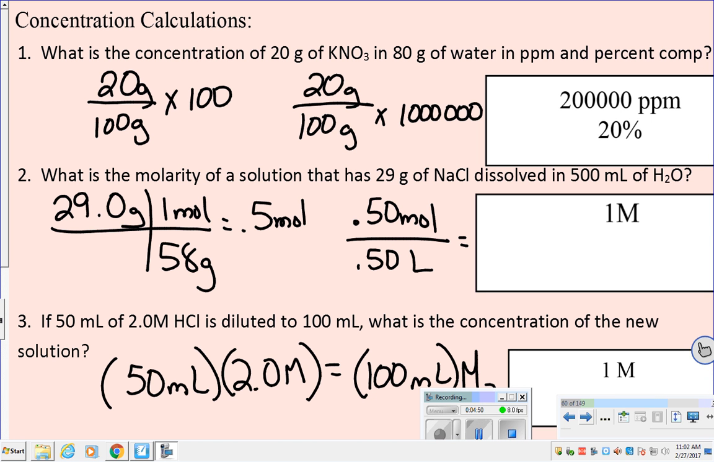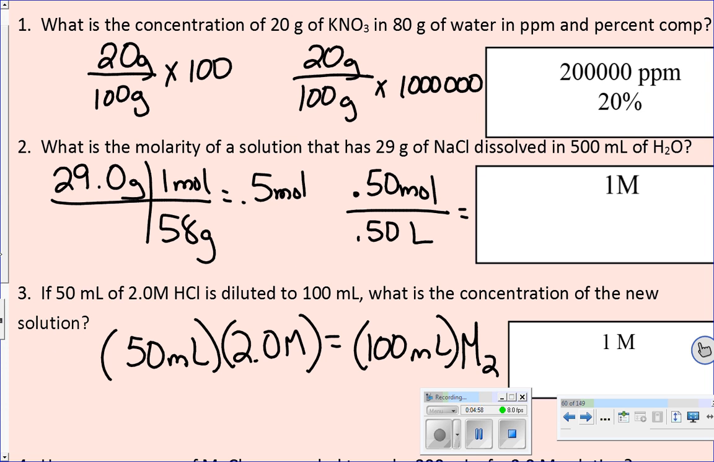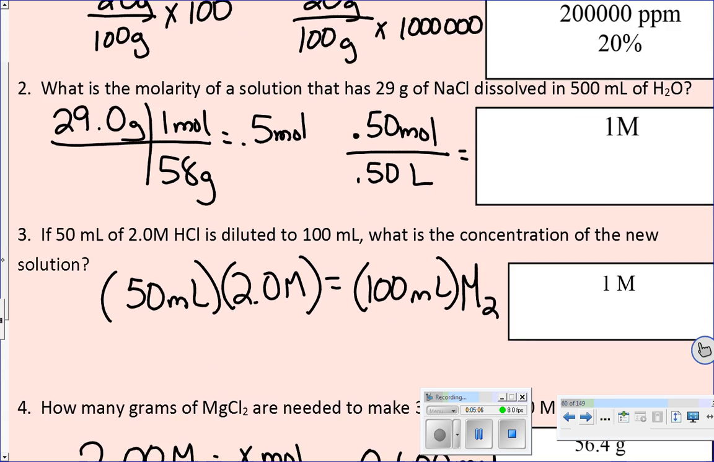So here are your answers for each of these. I've shown the work. The first one, I showed the work for both the percent and parts per million. Second one, you had to do a mole calculation first. Remember that your 500 milliliters is actually 0.5 liters. You have to convert that.